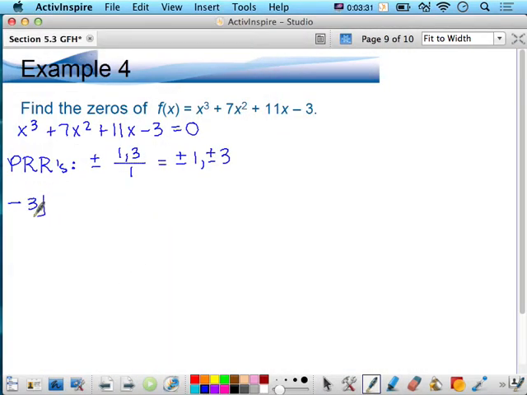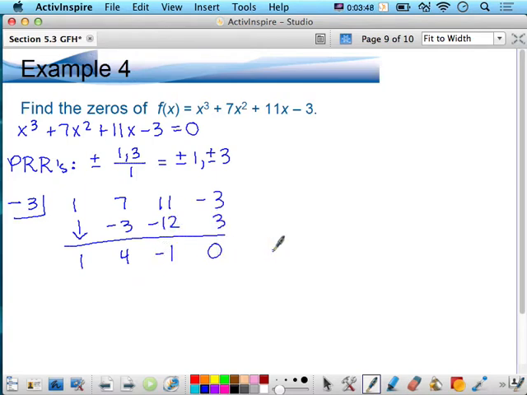So we have negative 3, and then list our coefficients, 1, 7, 11, and negative 3. And we can see from the result of synthetic division that we get 1x squared plus 4x minus 1 with a remainder of 0. So that's really what we want. We want to rewrite this in factored form now and kind of see where we stand. So this synthetic divisor, because it's a solution, we know that it produces the factor x minus negative 3 or x plus 3.